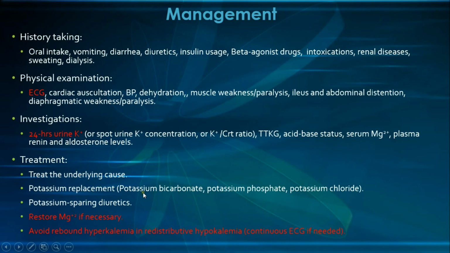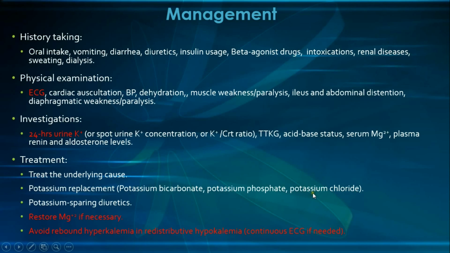ones used are the potassium bicarbonate, potassium phosphate, and potassium chloride, with potassium bicarbonate preferred in the metabolic acidosis patients, such as in diarrhea or in RTA, renal tubular acidosis, whereas potassium phosphate is preferred in those with hypokalemia and hypophosphatemia, as in type 2, the proximal RTA.